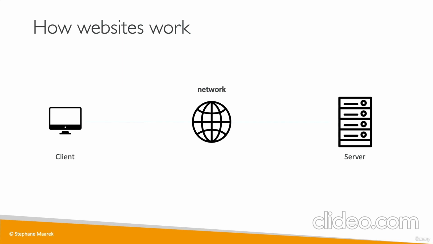Now for the clients to find the server and the server to find the client, you need to have IP addresses. So a client has an IP address and a server also has an IP address. And so the idea is that when you use an IP address, you can send a request to wherever you want, to the server you want, and the server can know how to find you back.